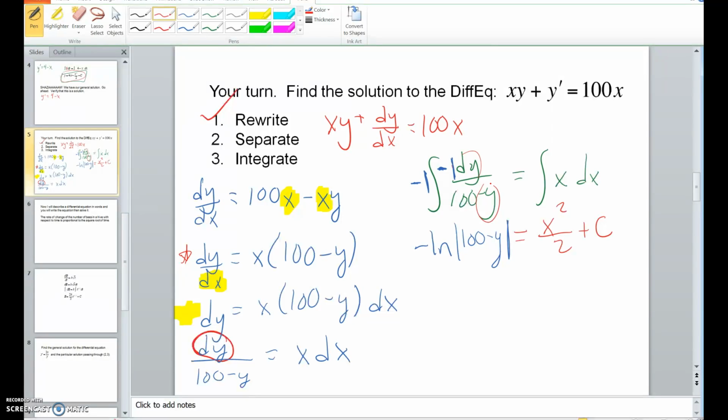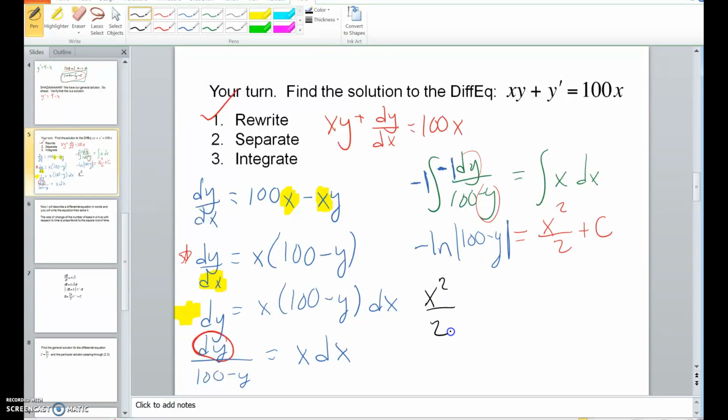So I'm going to multiply by negative 1 inside and outside of the integral. That will give me negative dy over 100 minus y. Then I do have the pattern of derivative over original expression, and it will integrate into natural log of the denominator. So that's what I get here. This is a fine way to leave the answer. You could also rearrange it however you want.